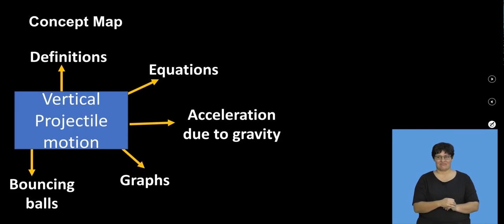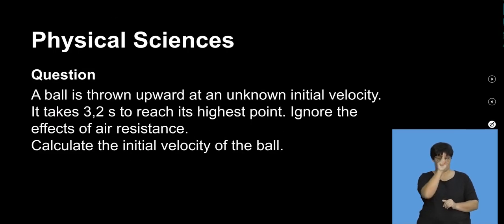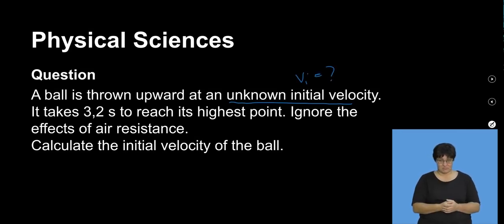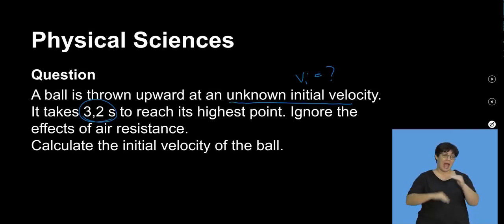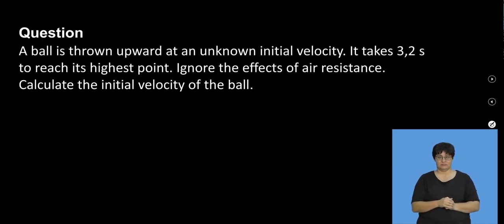First question. A ball is thrown upwards at an unknown initial velocity, so we don't know VI. It takes 3,2 seconds to reach its highest point, and then they ask us to ignore the effects of air resistance, which is great. They'll do that with all of them, and they want VI. Right. Let's draw a diagram.